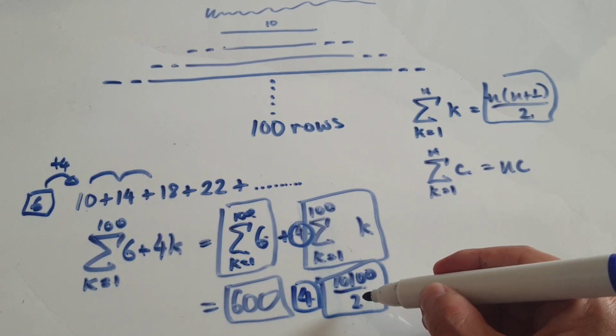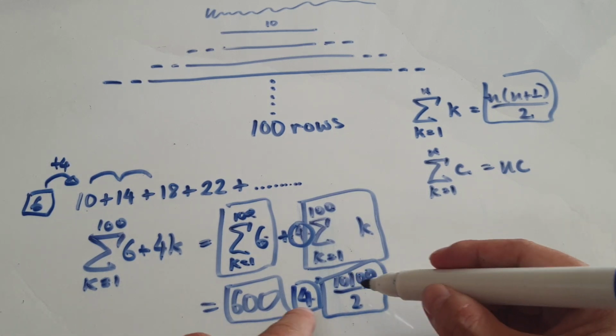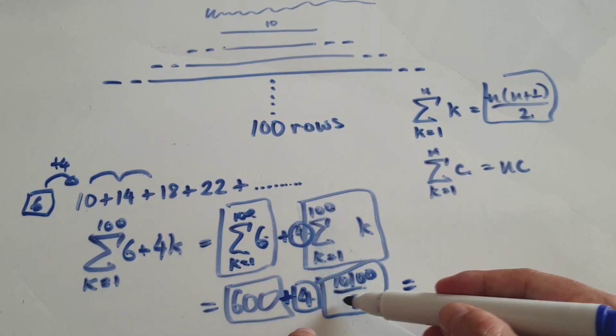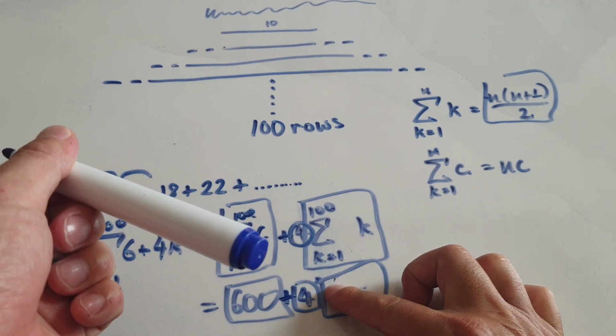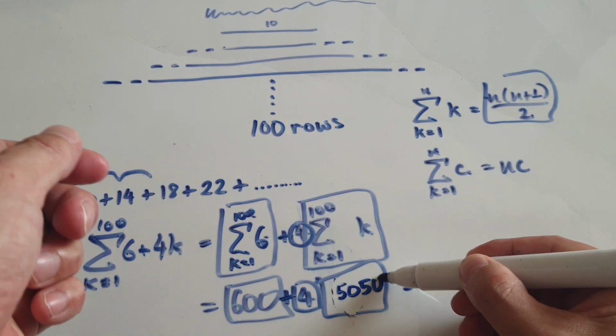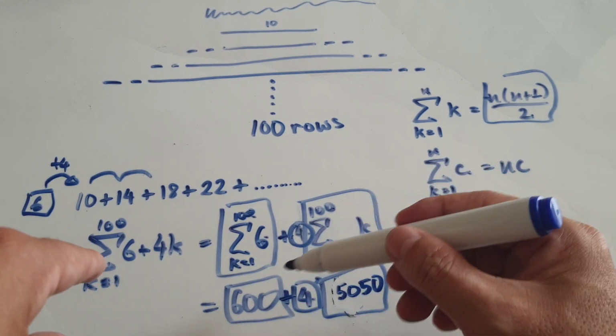If you jump to a calculator, don't forget there's a plus here. So this thing here turns out to be 5,050. And then times by 4 and then add it to 600. That will be your final answer. Okay?